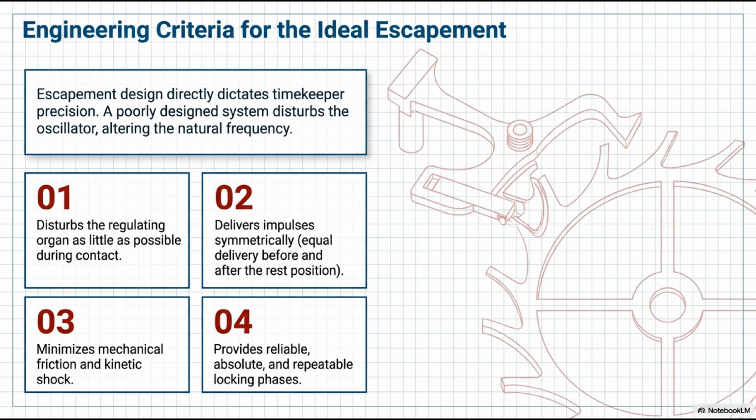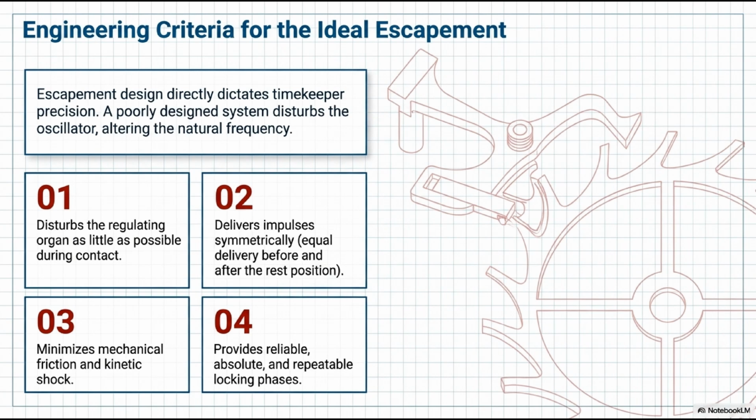Four engineering criteria have been established by the Swiss horological tradition to answer this question. Criterion 1, disturb the regulating organ as little as possible, for as short a duration as possible, during each interaction. Every microsecond the escapement is in contact with the balance is a microsecond of potential error. Criterion 2, deliver energy impulses symmetrically, equal amounts of energy before and after the balance wheel's equilibrium position, the dead point, point mort. Asymmetric impulse systematically biases the balance's frequency in one direction.